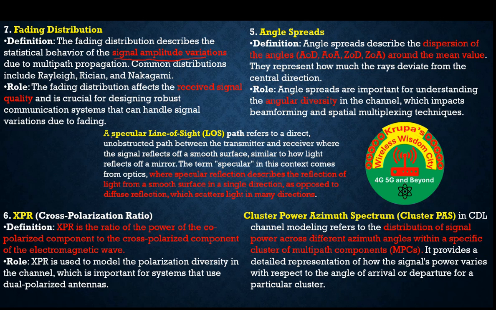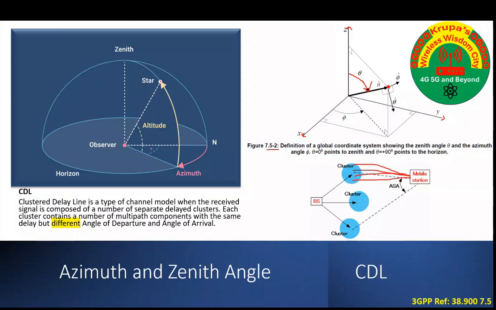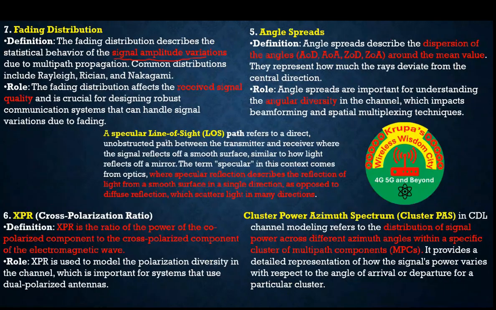And coming to the specular line of sight, you'd notice this is what is defined here. They call it a specular line of sight. So we are covering this part. Specular line of sight path refers to the direct, unobstructed path between the transmitter and receiver where the signal reflects off a smooth surface, similar to how light reflects off a mirror. The term specular, you need to appreciate. It is called specular line of sight. Line of sight, I think everybody understands. It's a direct transmission to the receiver without any obstructions. It is reaching like a direct line of sight.